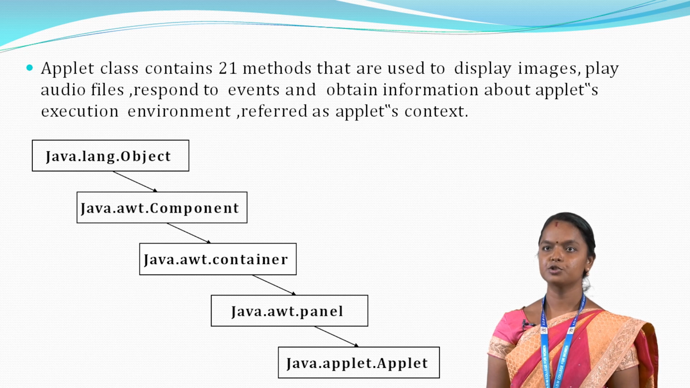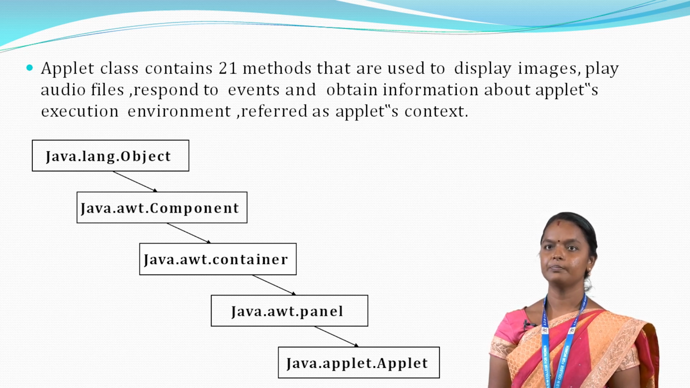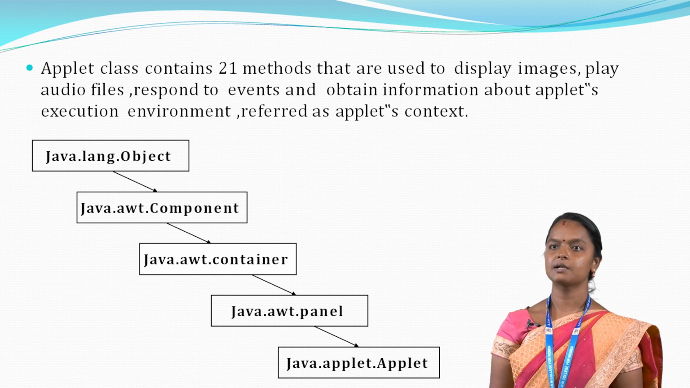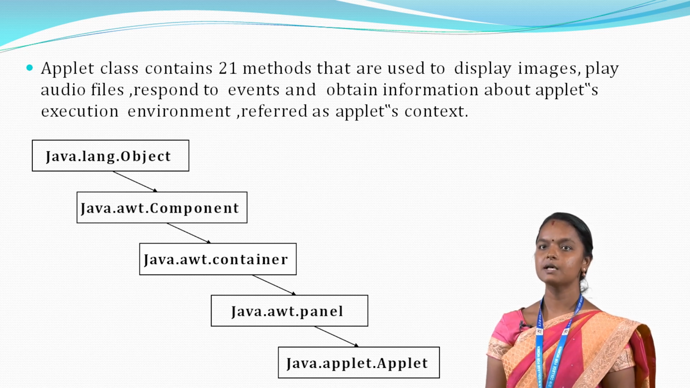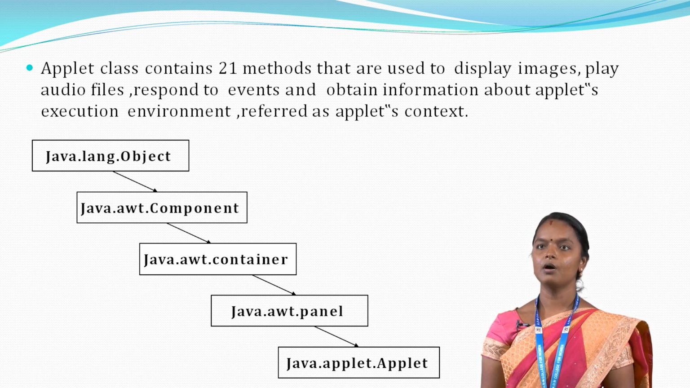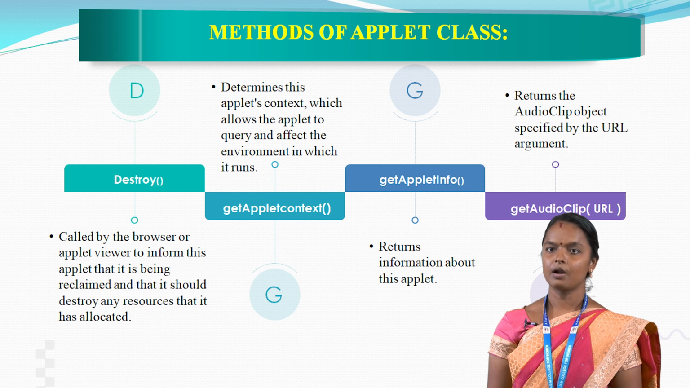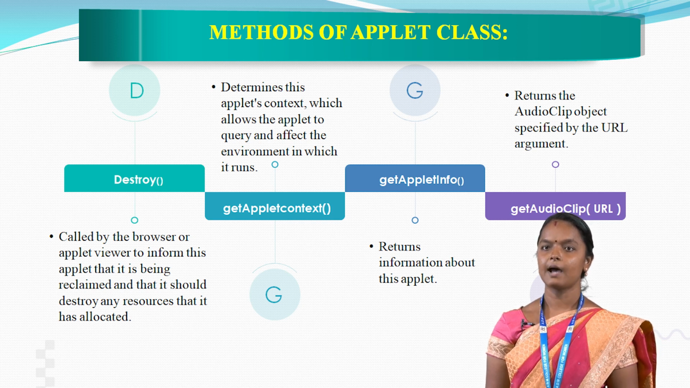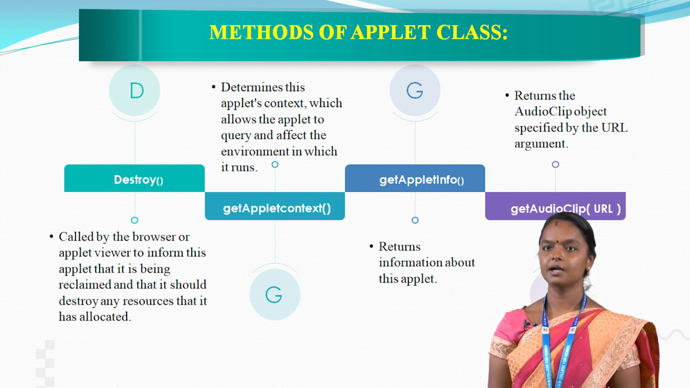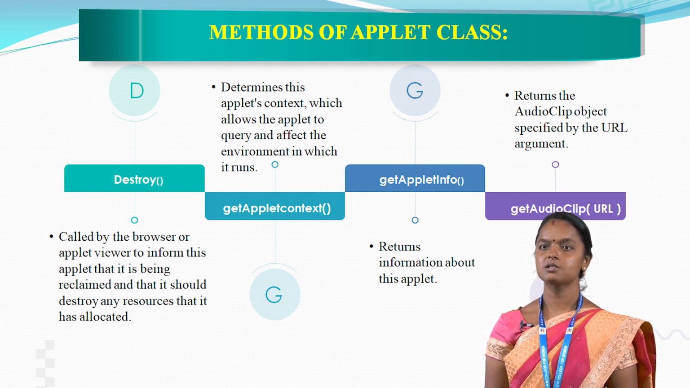The Applet class contains 21 methods that are used to display images, play audio files, respond to events and obtain information about the applet execution environment. These are referred to as the applet context. These are the hierarchy for the Applet class and the methods of the Applet class. Destroy: called by the browser or Applet Viewer to inform this applet that it is being reclaimed and that it should destroy any resources that it has allocated.